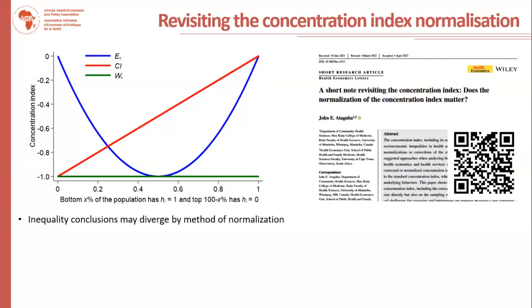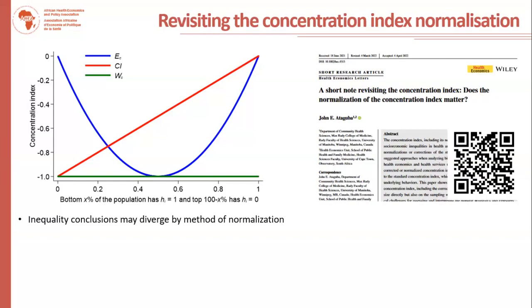So now let's take, for example, that this one is where the bottom X% of the population has H equal to 1. Let's take this now to be bad health, okay? That means the bottom X% of the population has H equal to 1. So here is where only the poorest guy has H equal to 1, which means only the poorest guy has bad health. Does that make sense now? Let me start with that. So if only the poorest guy has bad health, what do you think the concentration index should be?